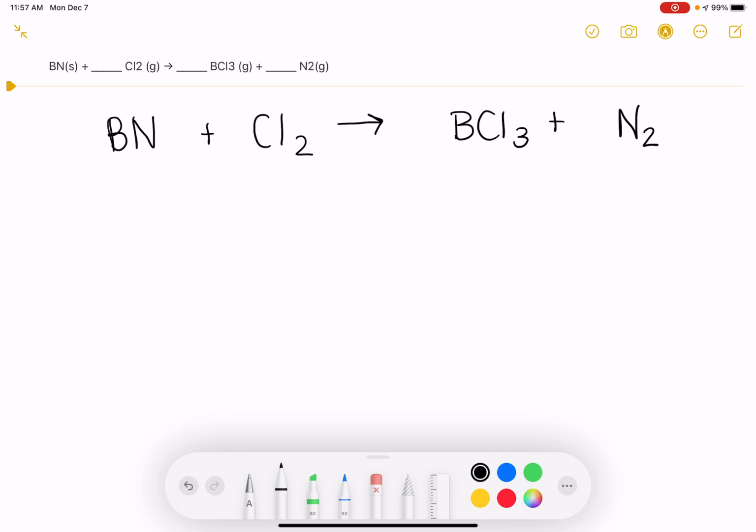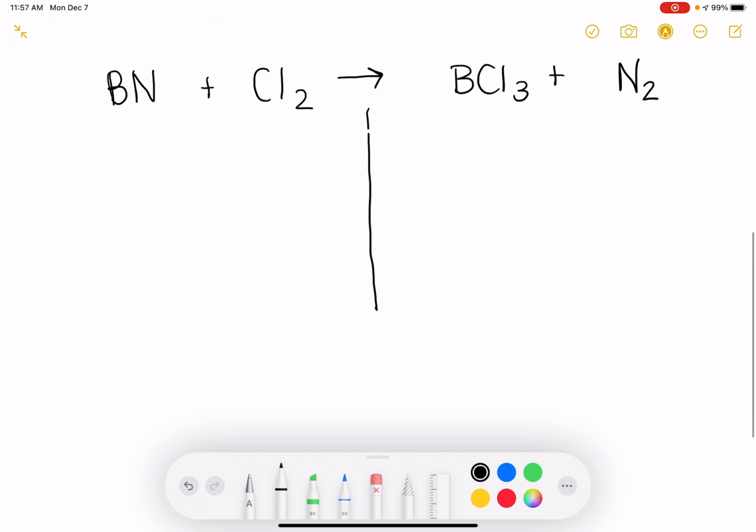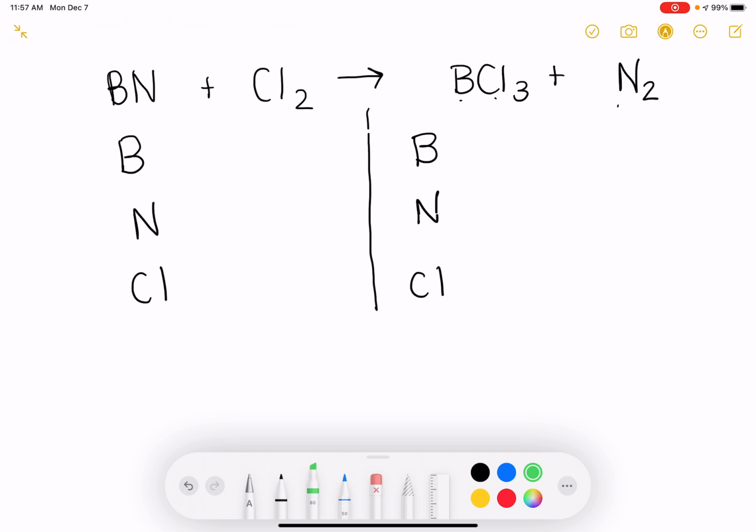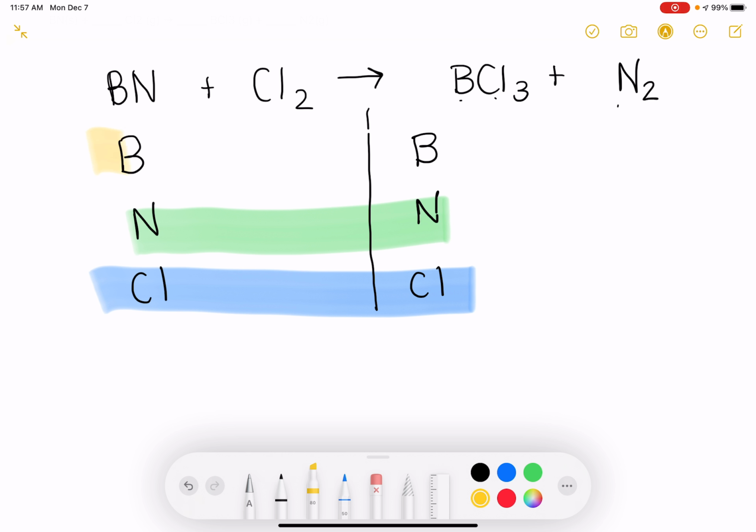So first step, always draw a line down the middle. Second step, start to tally up the different elements that we have here. So we've got boron and nitrogen and chlorine. Like I told you before, even though it goes boron, chlorine, nitrogen, I like to keep it in order when I'm tallying, just so I can easily see across: oh, this is nitrogen, this is chlorine, this is boron. That makes it easier for me, and that's why I like to draw it that way.